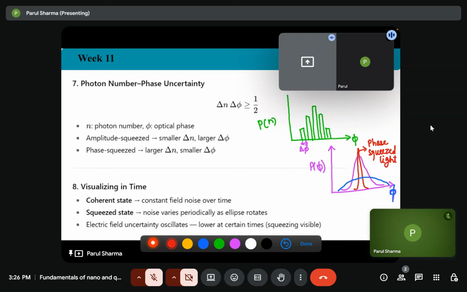Whereas if there is a decrement in the number of photons, then for phase squeeze light delta phi will be smaller and amplitude becomes super Poissonian. That's why we saw that delta phi will be greater than 1 by 2 and the statistics will become super Poissonian. And for this case, this is amplitude squeeze light, where the number of photons is reduced, but the uncertainty in phase has increased.